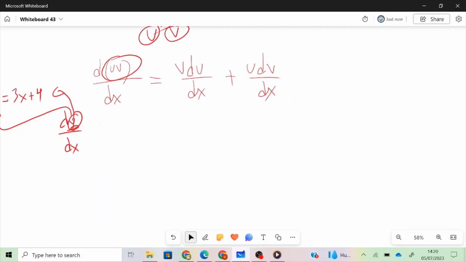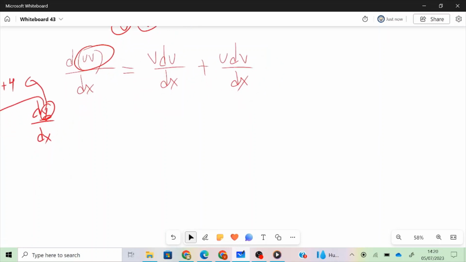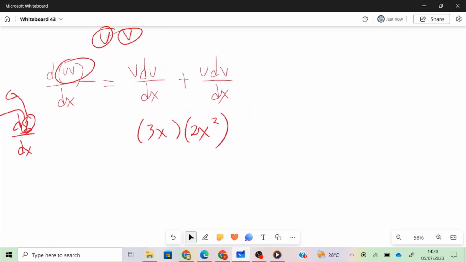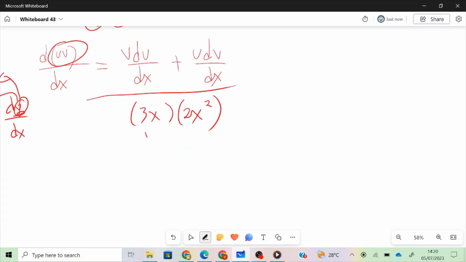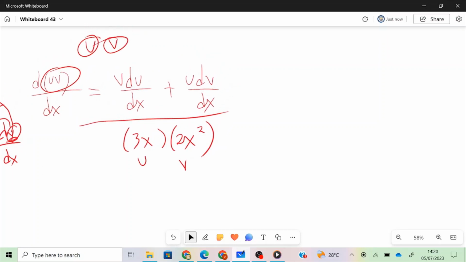So for example, let's say we are asked to find the derivative of 3x times (2x squared). In this case, I would use the product rule. I would label one of them u, so let's say 3x is our u and 2x squared is our v, and I would now follow the formula. Essentially the formula says you multiply one of the functions with the derivative of the other one, and then you multiply the other original function with the derivative of the first.